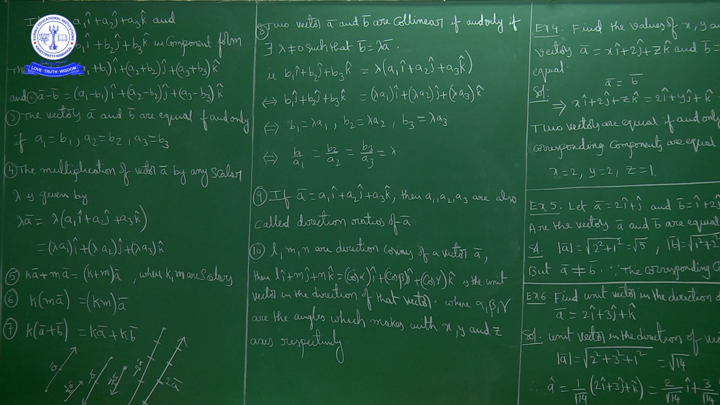Now these three equalities mean b1 by a1 is equal to lambda, b2 by a2 is equal to lambda, and b3 by a3 is equal to lambda. So b1 by a1 is equal to b2 by a2 is equal to b3 by a3, which is equal to some lambda. This means two vectors are collinear if the ratios of corresponding components are equal: the i component of this vector upon the i component of the other vector, the j component upon the j component, and so on.